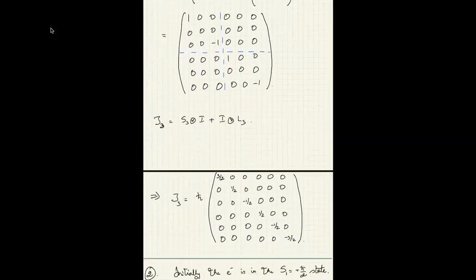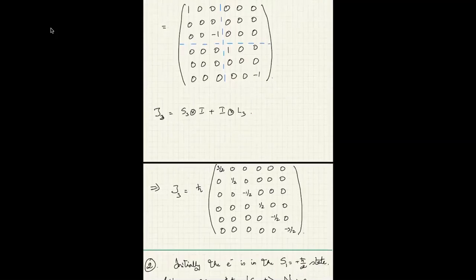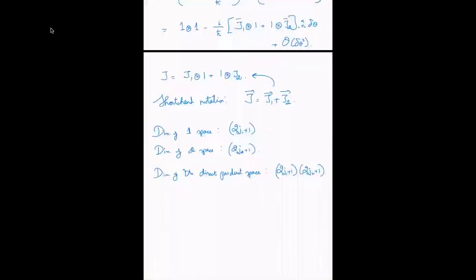But when I add these two matrices, just like you did in the tutorial problem, when you calculate what J3 is in the direct product space, you take the direct product of S3 and I, and I and L3, and you simply add the two matrices. So J3 itself is just a regular addition of these two direct products. There is no direct sum here. The S3 cross I is a 6 by 6 matrix, the I cross L3 is a 6 by 6 matrix, and we are simply adding two 6 by 6 matrices. That is all.